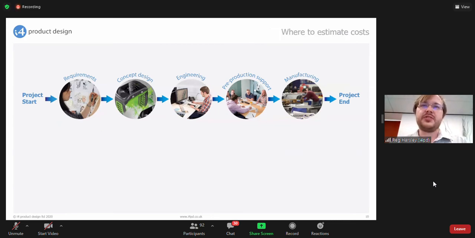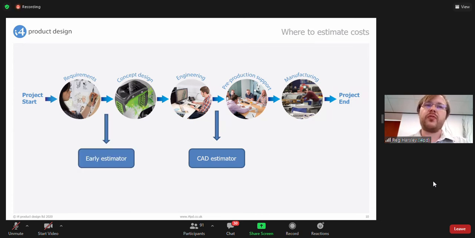So we're particularly interested in two stages of getting estimates. One is after what we call the engineering phase. Once we've designed our product in CAD, can we use our CAD design and get some accurate costing before we send it off to the manufacturer? And also we want to look, can we get some costs just after the requirements phase? Can we get some costs and feedback that might help direct the project in a particular way and reduce overall costs?